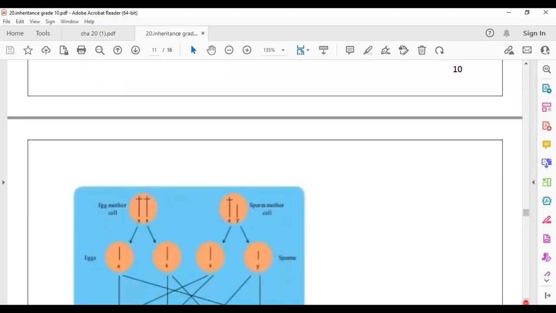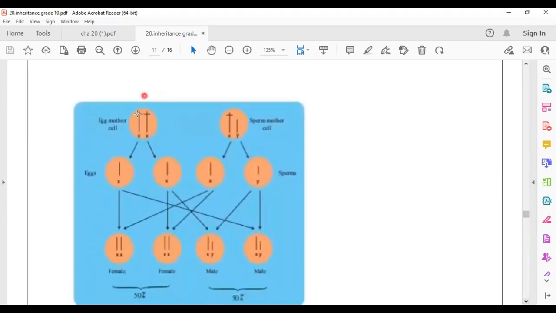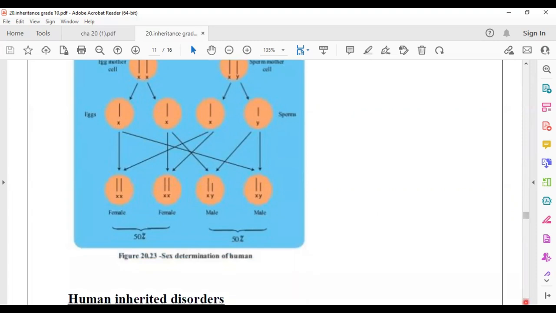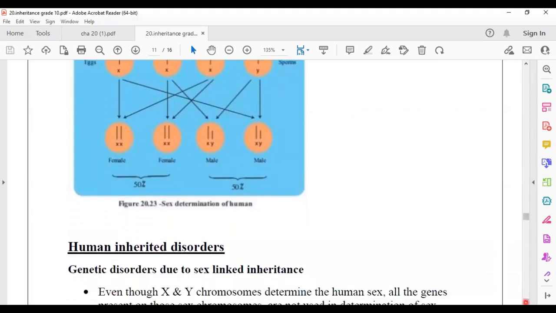Like in this diagram, this is the egg mother cell. It has XX. And a sperm mother cell has X and Y chromosomes. And they are segregating to eggs like this, X and X, and to sperms like X and Y. When they are combining together, XX, XY, XX again, and XY again, then you can see there are two females and two males. 50-50 percentages are there for females and males. You should know how to draw this at the exam.